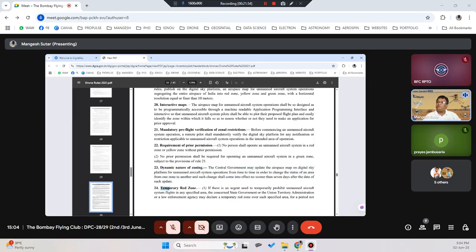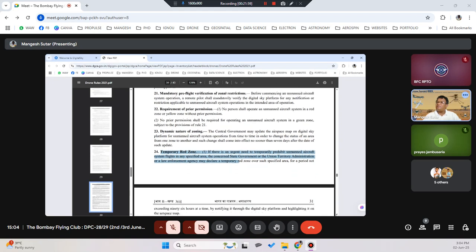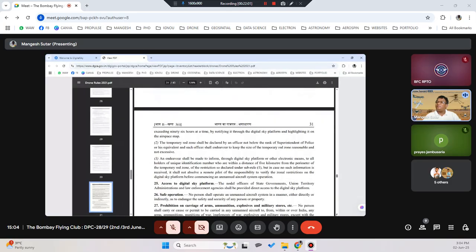Then the temporary red zone we have seen: whenever the government feels there is a need to create a temporary zone, who can declare it and for how long. It says that we will intimate you when any temporary red zone is created, but still it shall not absolve the remote pilot of the responsibility to verify the zonal restrictions. That means it is ultimately your responsibility to make sure whether there are any restrictions at the particular location.